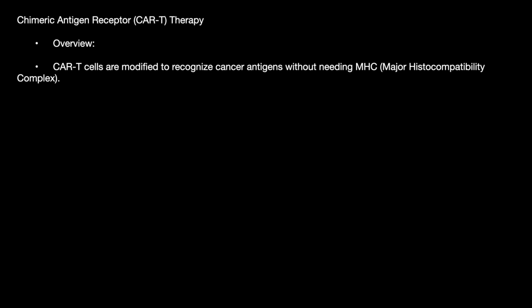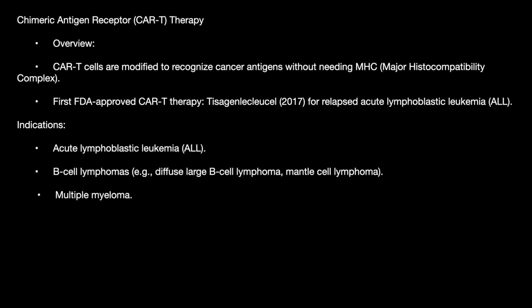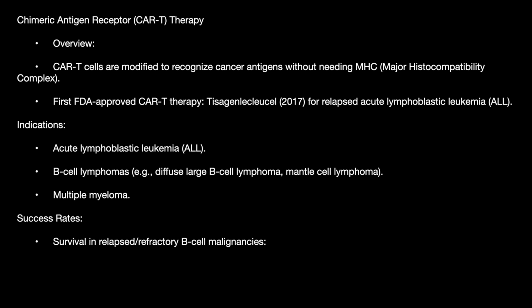Now, the CAR T cell overview is that it is modified to recognize cancer antigens without needing the MHC. The first FDA approved CAR T cell was in 2017 for relapsed ALL. The indications are ALL, B cell lymphomas, and multiple myeloma. The success rate is in cases of relapsed or refractory B cell malignancy, where the survival can be as high as 83% for 1 year. For 24 months, there is progression-free survival in more than 30% of the cases.